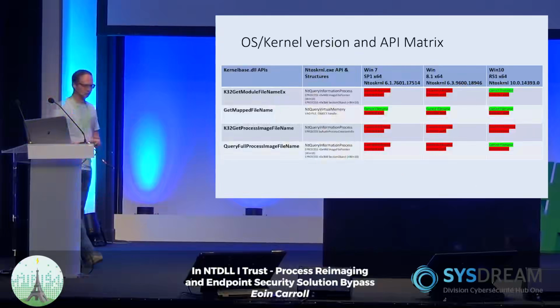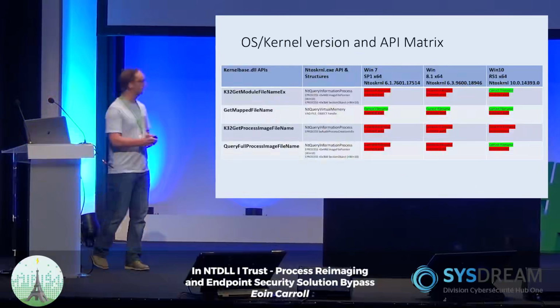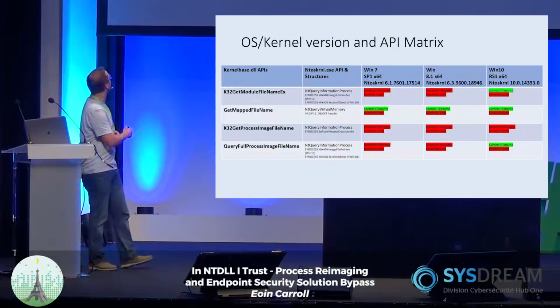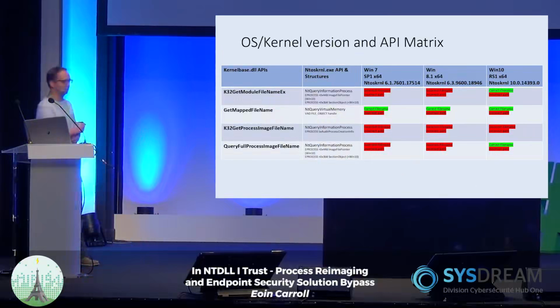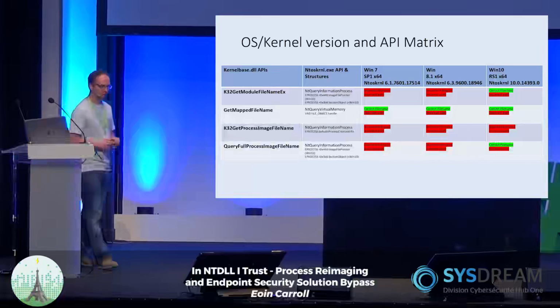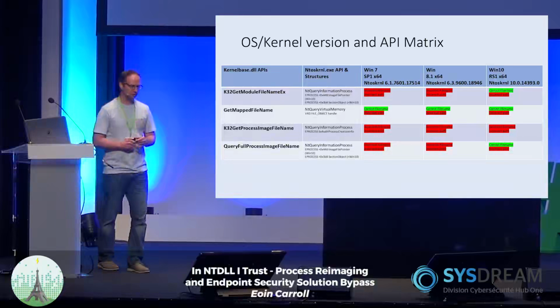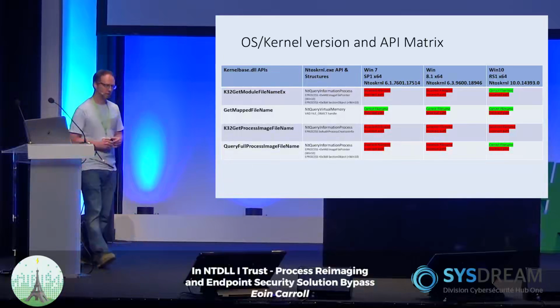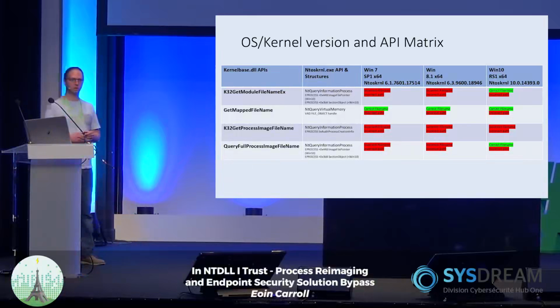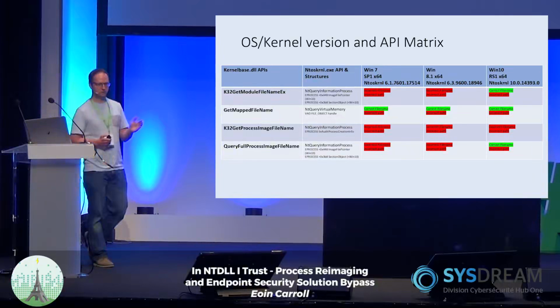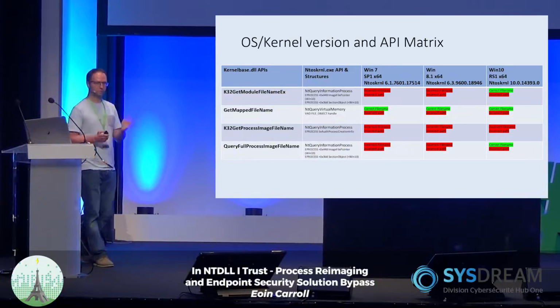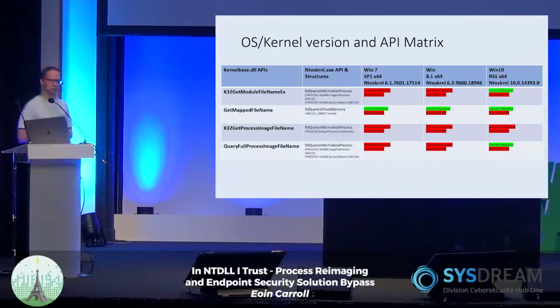Okay, so to summarize that, on the left-hand side here, we have 4 APIs. The specific APIs are get module file name, get map file name, get process image file name, and query full process image file name. And depending on which API you call, once you reimage a process, every version of Windows will give you back the wrong file path if you rename the file path. But any version less than Windows 10, depending on which one you use, will give you the wrong file name.